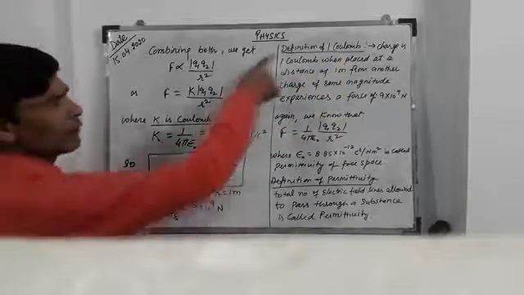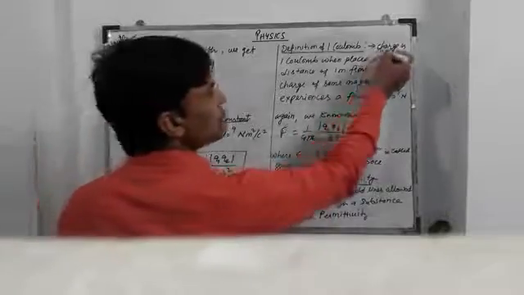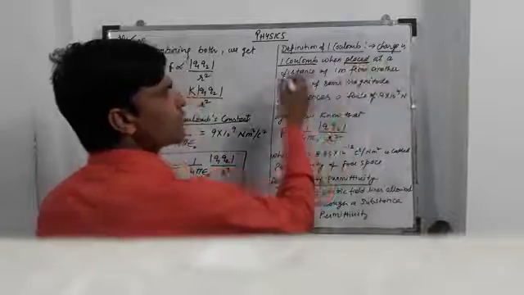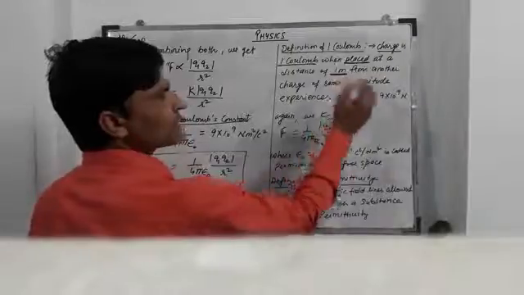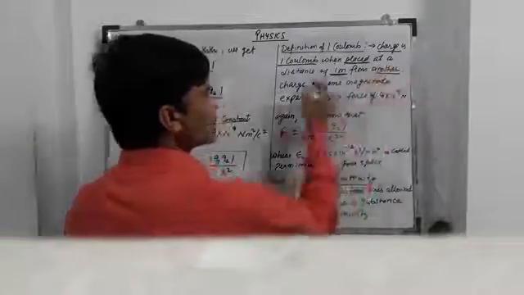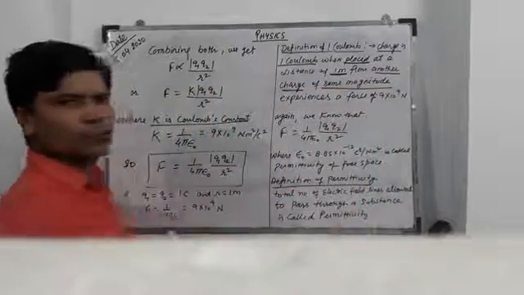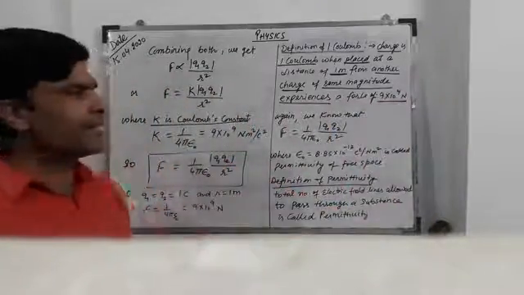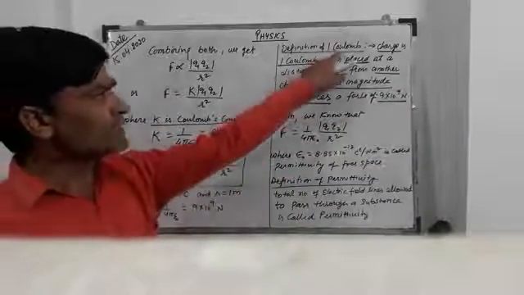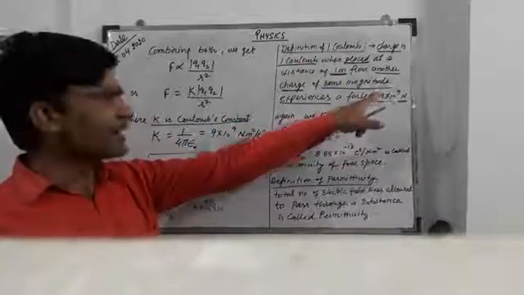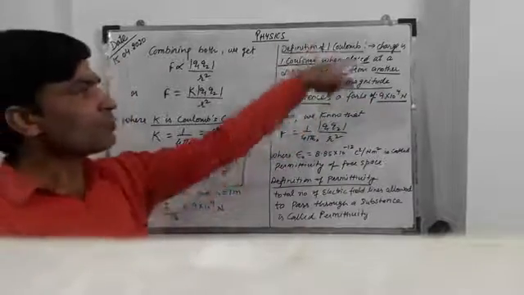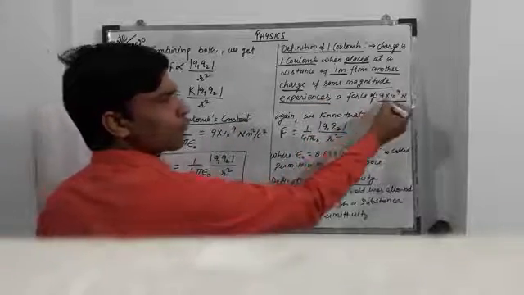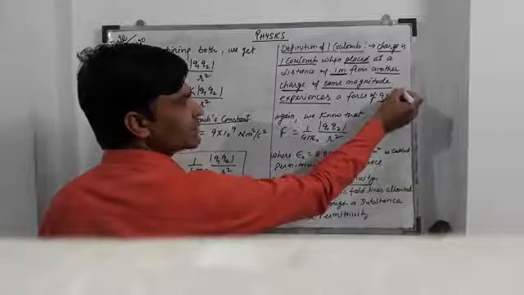The definition of 1 coulomb: a charge is 1 coulomb when placed at a distance of 1 meter from another charge of the same magnitude, it experiences a force of 9 into 10 to the power 9 newton.